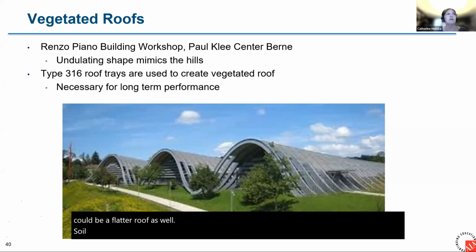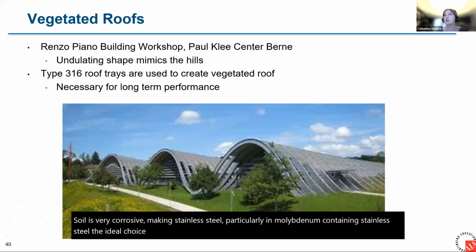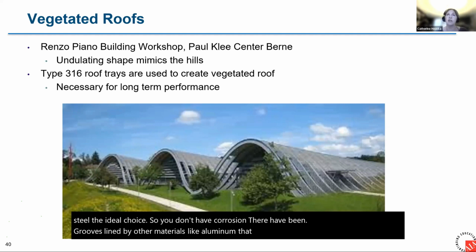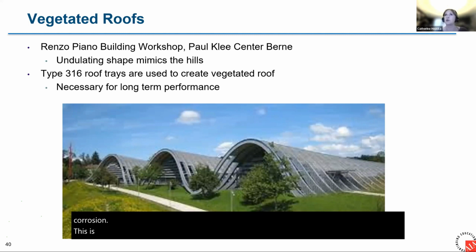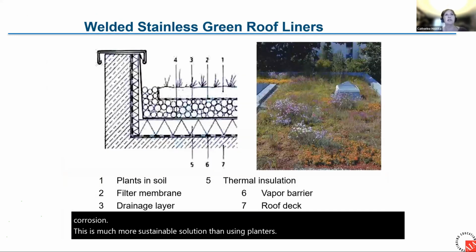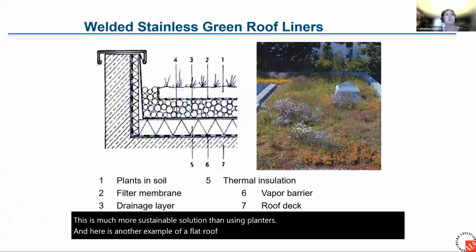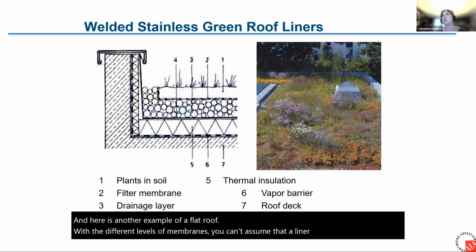Soil is very corrosive, making stainless steel, particularly a molybdenum-containing stainless steel, the ideal choice, so you don't have corrosion. There have been roofs lined by other materials like aluminum that have perforated because of soil corrosion. This is a much more sustainable solution than using planters. And here is another example of a flat roof with different levels of membranes. You can't assume that a plastic liner will remain in place over time.